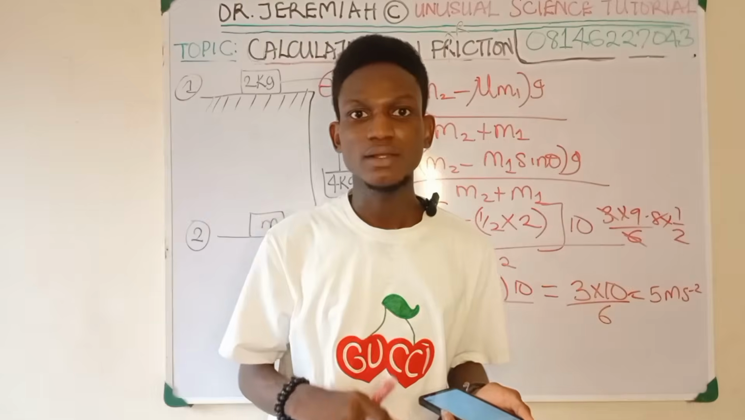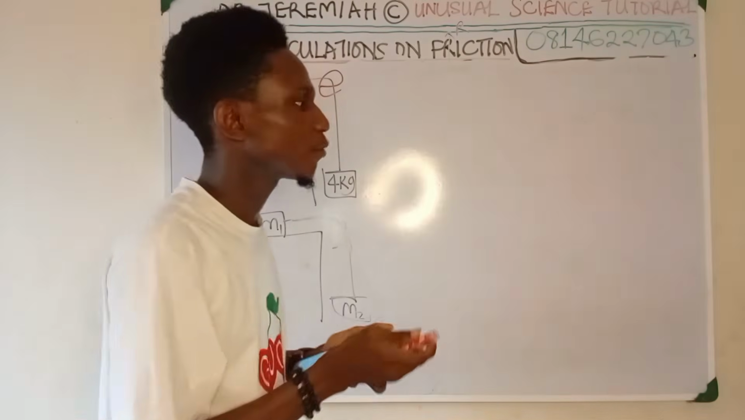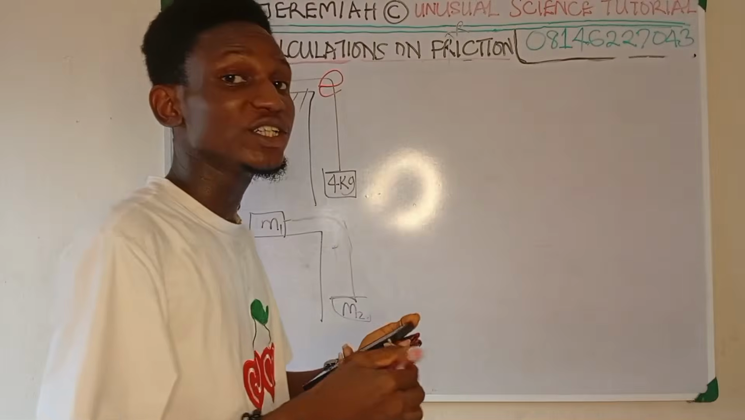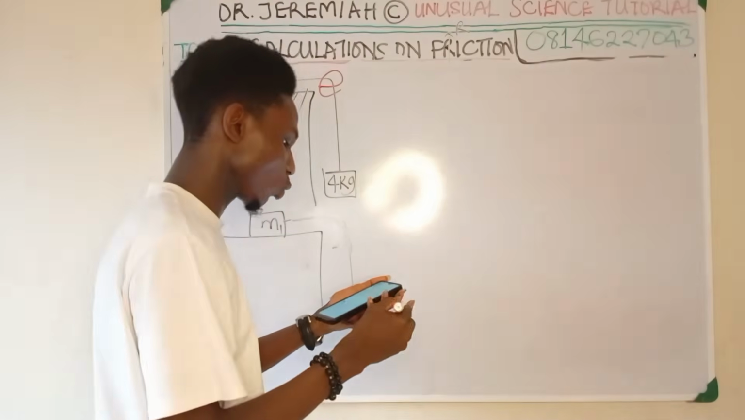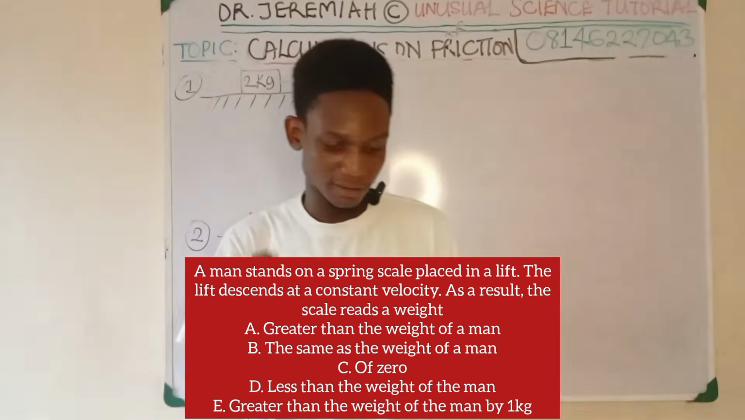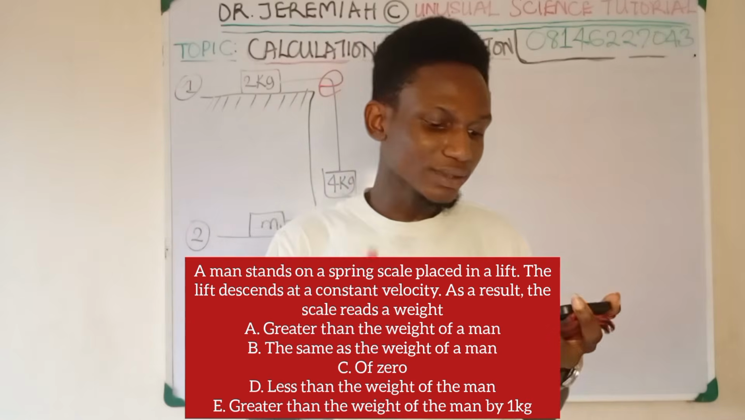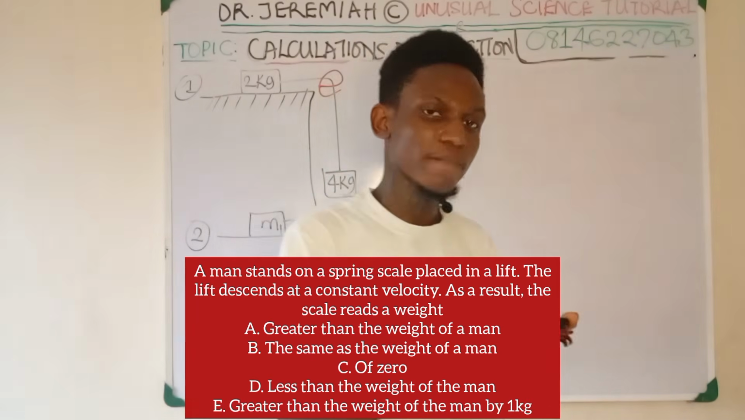Now, I want to solve another category of questions before we call it a day in this friction class. This question is not actually too related to friction, but it's for people that have been asking for it. It's on the resolution of forces also. So let's just do it. It says a man stands on a spring scale placed in a lift. The lift descends at a constant velocity. As a result, the scale reads a weight of.